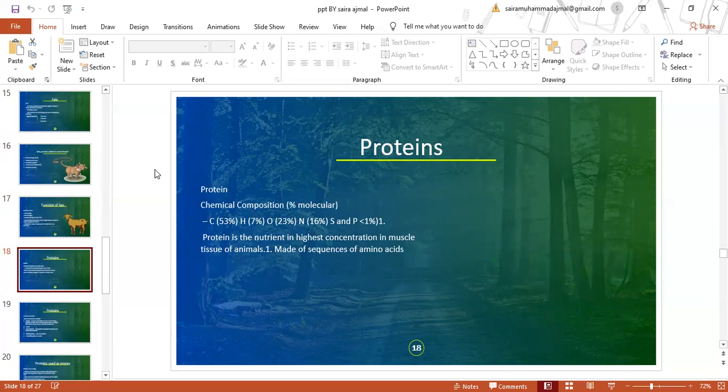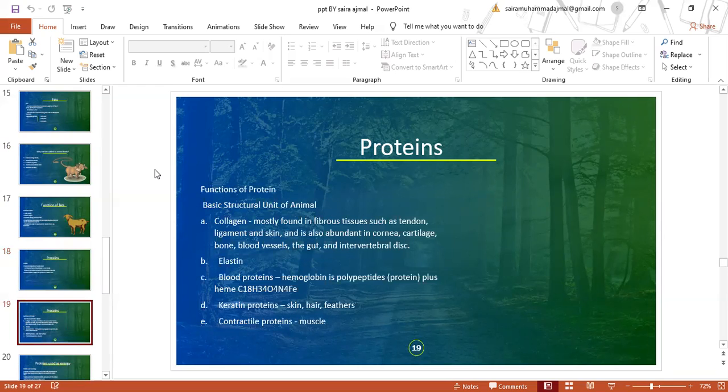Protein. Protein chemical composition: carbon, hydrogen, oxygen, nitrogen, sulfur, and phosphorus. Protein is the nutrient in highest concentration in muscles and tissues of animals, made up of sequences of amino acids.